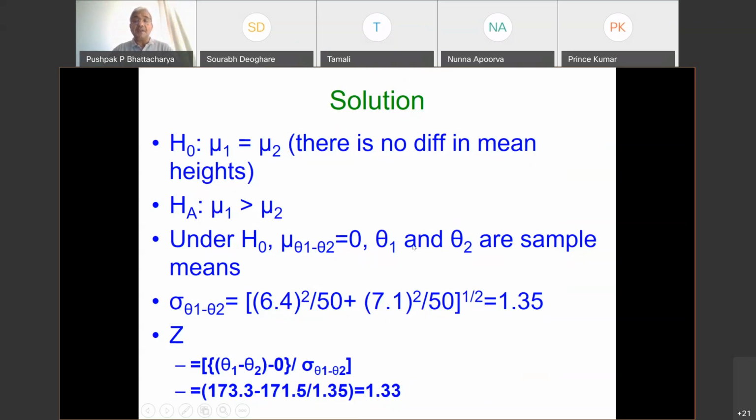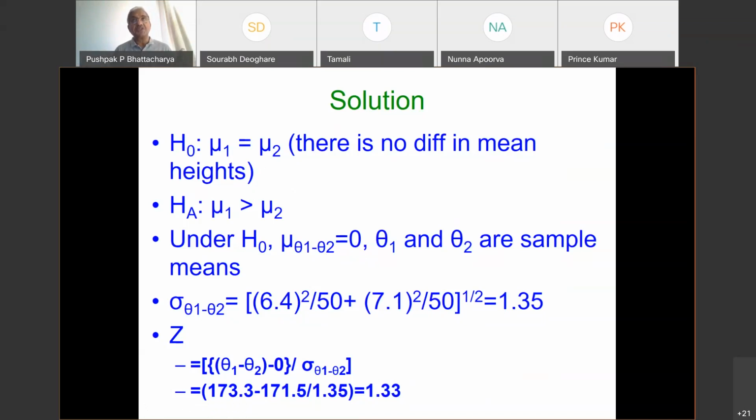So let theta1 and theta2 be the sample means. We have taken a sample of 50 athletes and 50 non-athletes. Since we are assuming that there is no difference between the mean height of these two categories of people, then mu of theta1 minus theta2 equals 0. This expression is a little more intricate. So we take samples of size 50, and we take many such samples. Each sample will have its own mean.